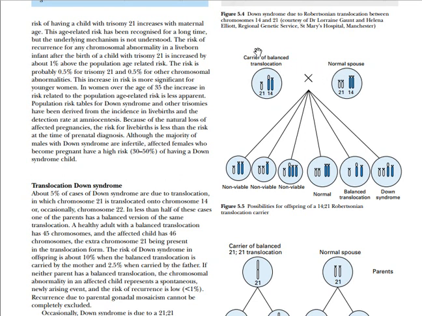Now, when this parent is going to have a child, you can have a fusion between this and this one. So you have this, you have this, you have this. So this child now is going to be normal. This child is going to be normal. This child which is going to be produced here is going to have also another balanced translocation like his parent. This child is going to have Down syndrome.